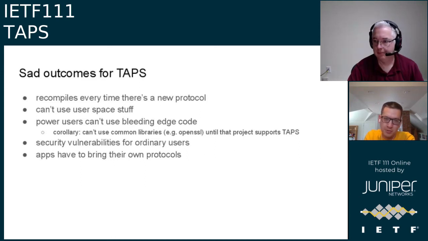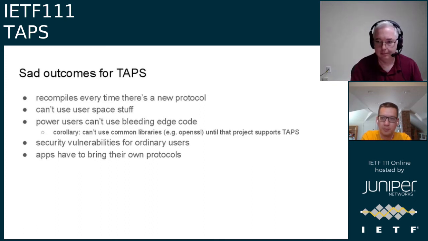We definitely want power users as a way to use bleeding edge code. I think this group doesn't need to be persuaded about the need to implement new protocols and innovate, but also for the really pedestrian problem of getting something like OpenSSL to work under TAPS.